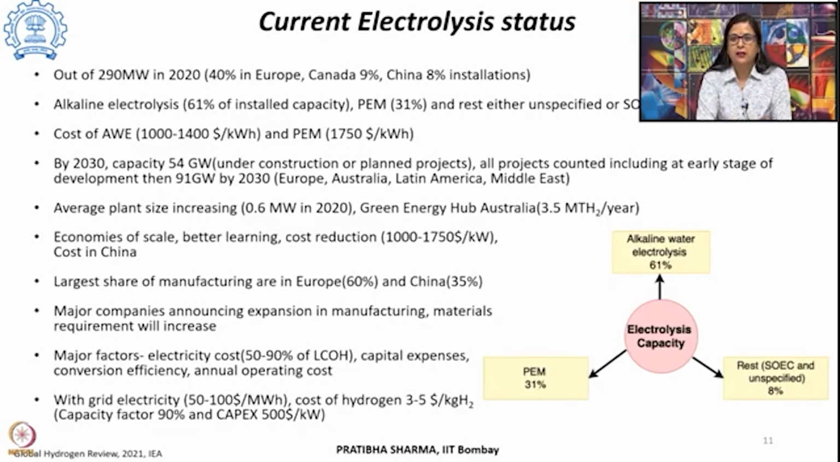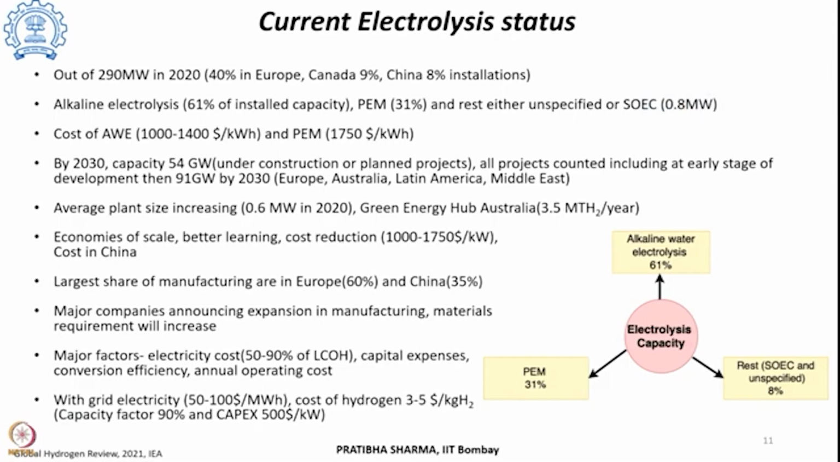If we look at the current electrolysis status, around 0.03% of the global hydrogen is being produced using water electrolysis. So out of the 290 megawatt which was produced using water electrolysis in 2020, 40% of it was in Europe. The installed capacity of 290 megawatt global, out of that 40% in Europe, 9% in Canada, and 8% installations were in China.